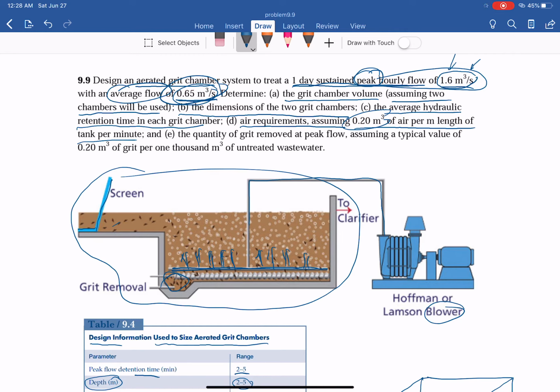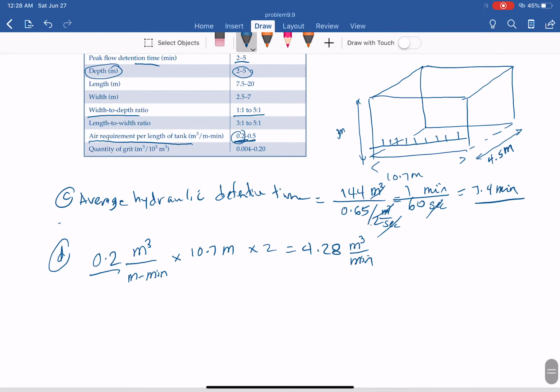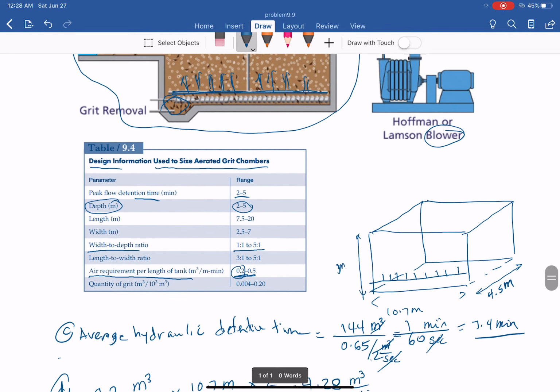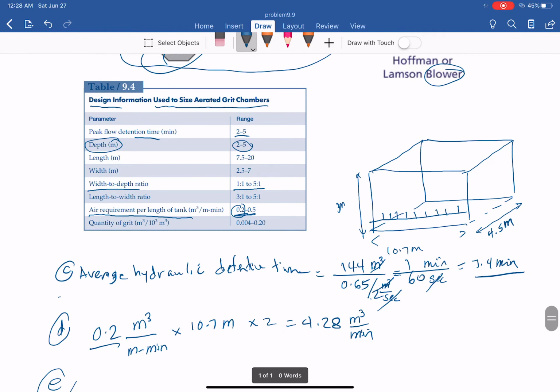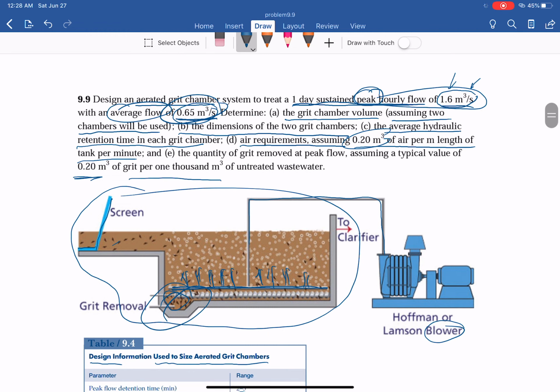Okay, number E, the quantity of grit removed at peak flow. How much grit is being collected here at peak flow, assuming a typical value of 0.2 meter cubic of grit per 1,000 meter cubic of untreated wastewater? Of course, the quantity of grit assumed here ranges from 0.004 to 0.2, so he selected the highest, 0.2.